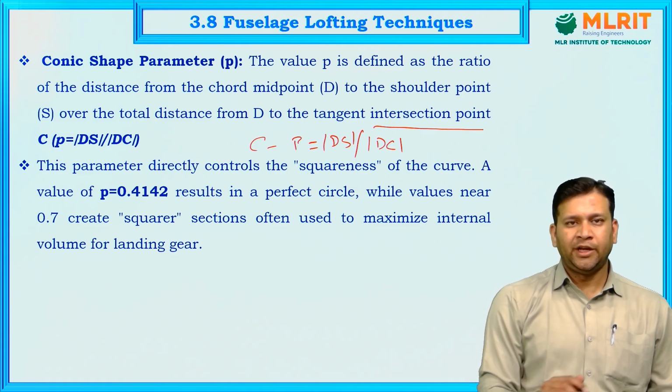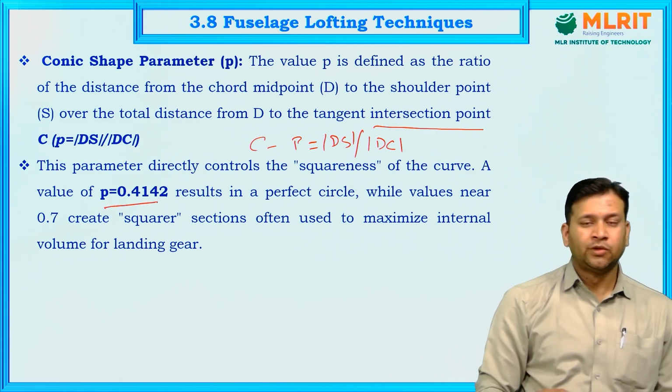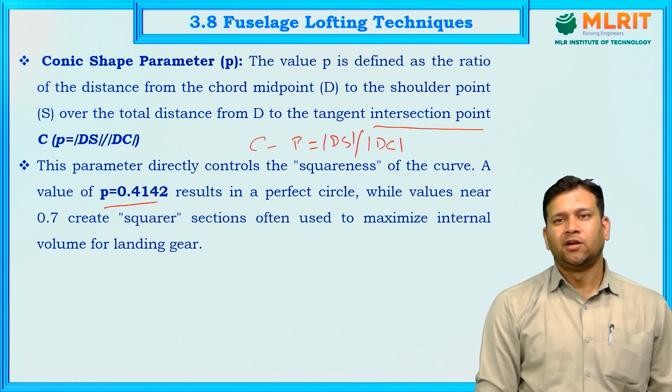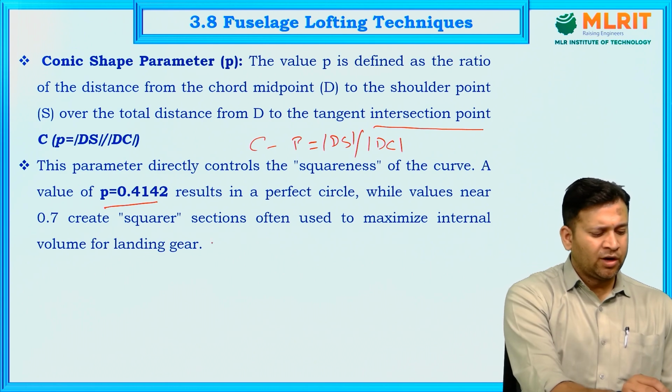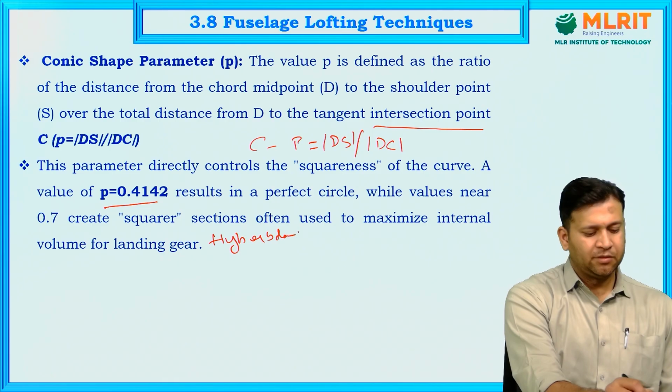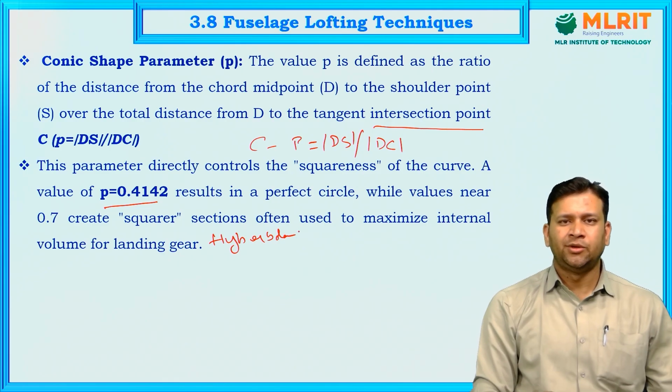A value of P equals 0.4142 results in a perfect circle, while values near 0.7 create squarer sections, often used to maximize internal volume for landing gear. And more or less, this will be similar to a hyperbola. It will be easy to get a hyperbola into squarer sections.